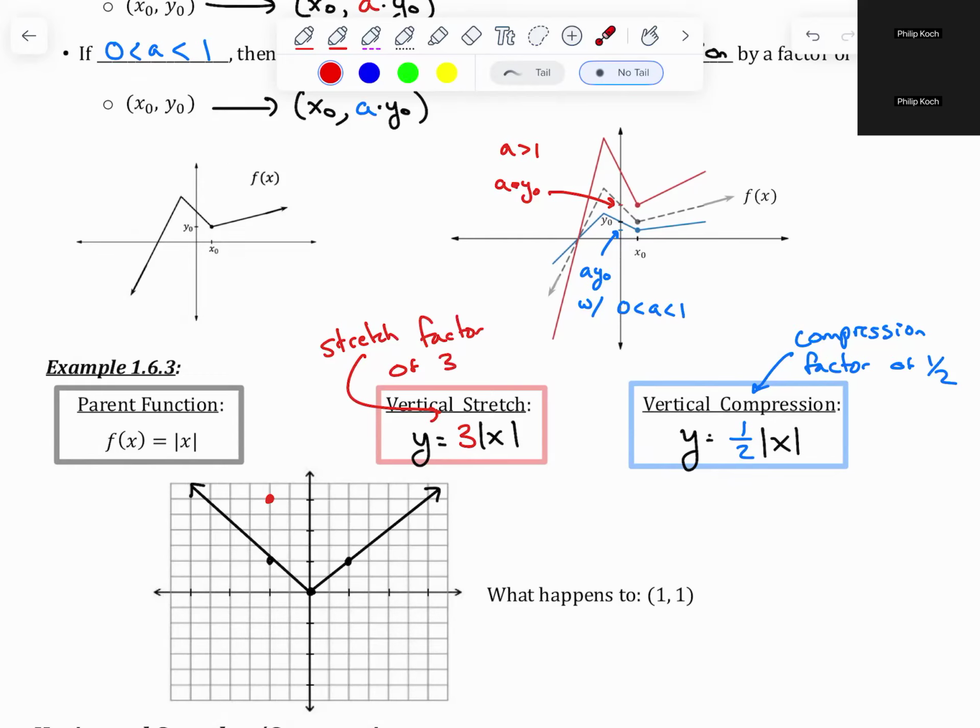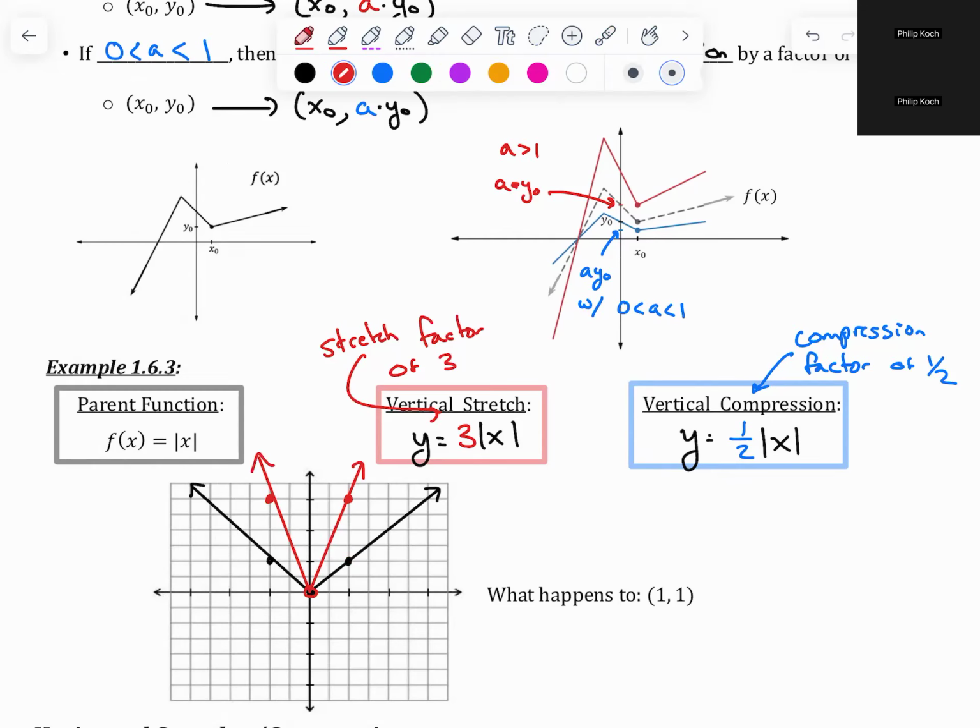0, 0. If I triple its y value, where is it? 3 times 0 is 0. So it stays here. And then 1 comma 1, tripling its y value, 3 times 1 is 3, so it goes up to here. And so it ends up looking like this, just a much more steep version of what we had.